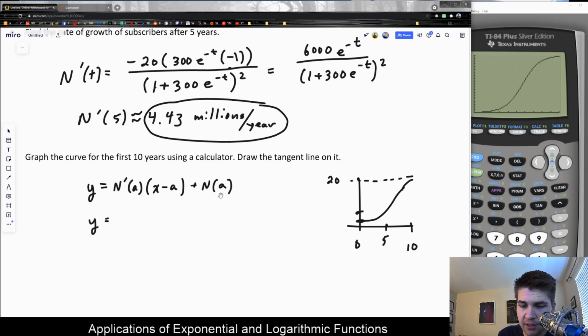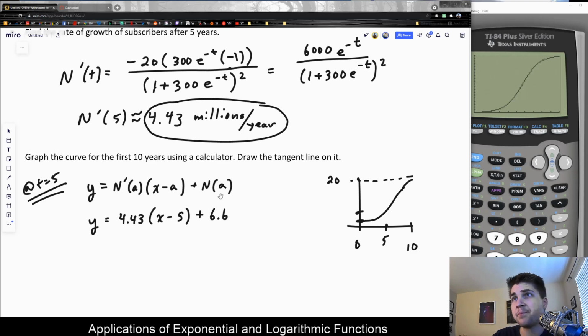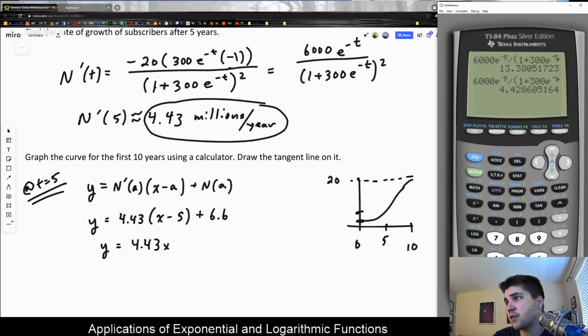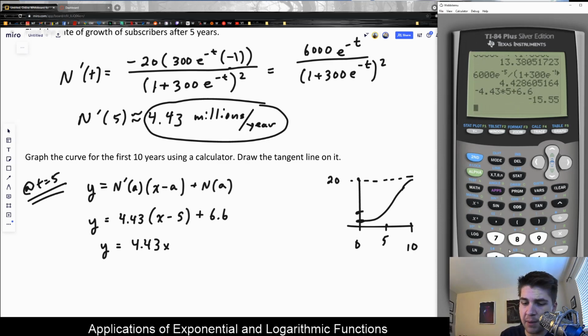Since I want to do this when t is equal to 5, that would be our a. So I'm basically going to plug in 5 there for everything. I know n prime of 5 was 4.43, times x minus 5, plus n of 5, which I know was about 6.6 million. Simplifying that out, that would give me y is equal to 4.43x, negative 5 times 4.43. Now I need to finish off the equation: negative 4.43 times 5 plus 6.6 gives me about negative 15.55.